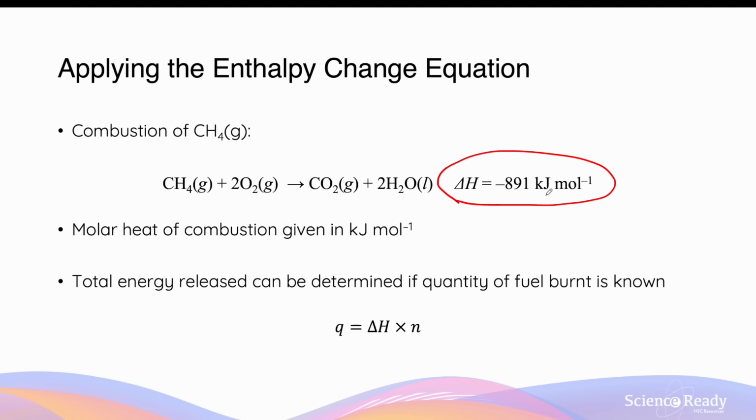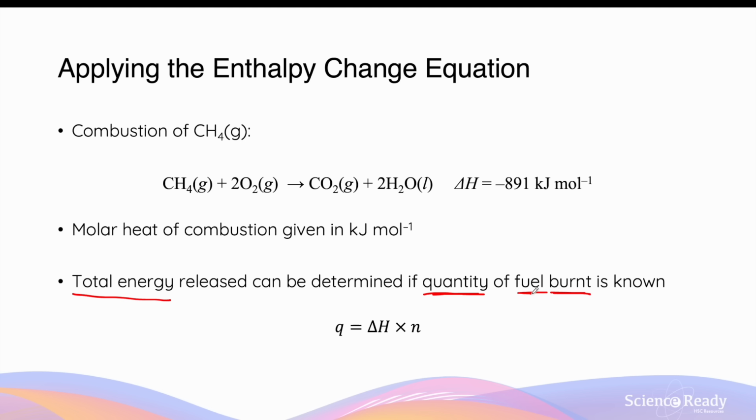This represents the exothermic nature of this combustion reaction, and it's given in kilojoules per mole because it represents the exact amount of energy released for every 1 mole of methane that is used in combustion. The exact or total energy that's released can be determined if we know the quantity of fuel, that is in this example methane, that is burnt in combustion.